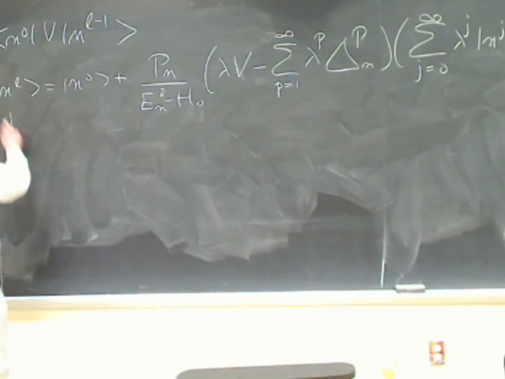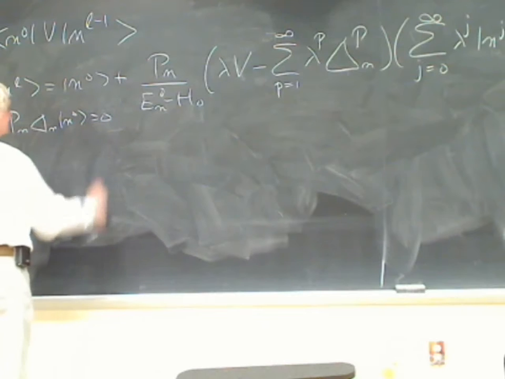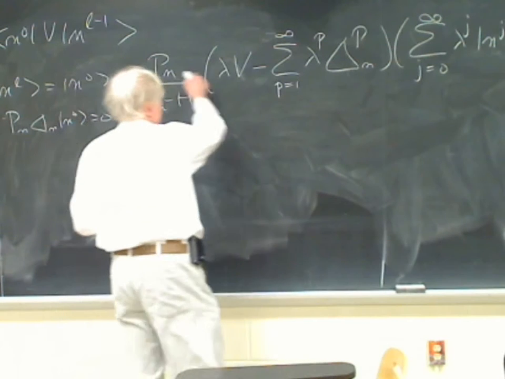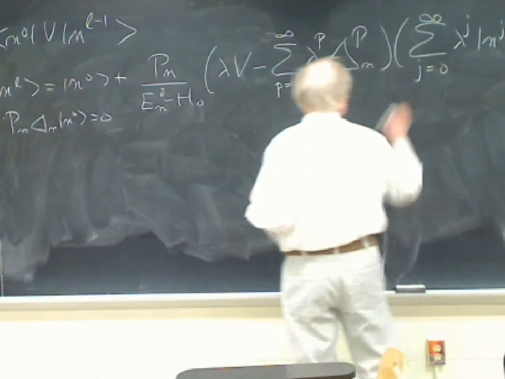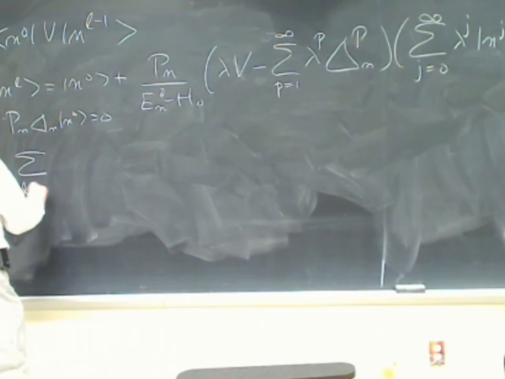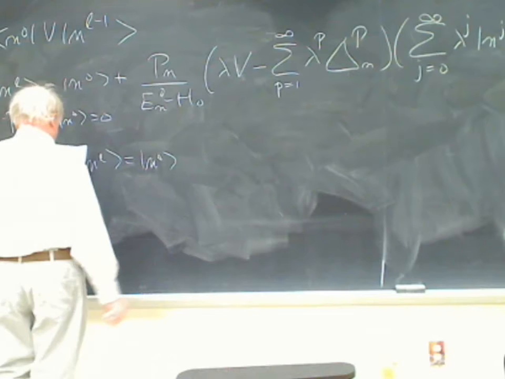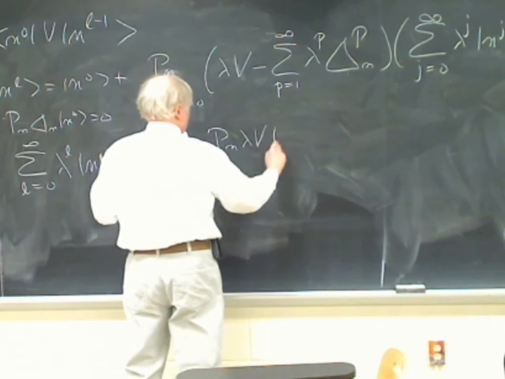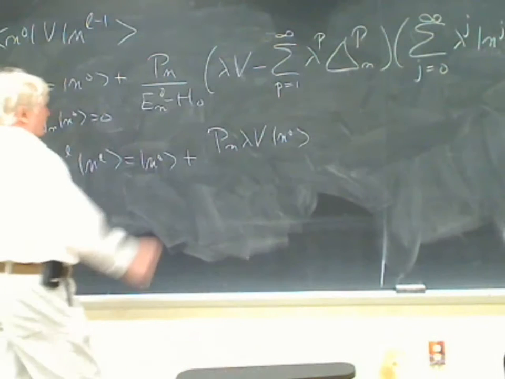On the other hand, we know that P_n on delta n, n0 obviously is 0. And so, in particular, when this P_n goes along here, when it hits these guys, it's going to knock off the J equal to zero state. And so we can simplify this a little bit. It's the sum L equals zero to infinity, lambda to the L, N sub L equals N zero, plus, so we're going to split this up a little bit, P_n lambda V N zero. So the N zero state, in other words, only survives when protected by the potential from the projection operator.